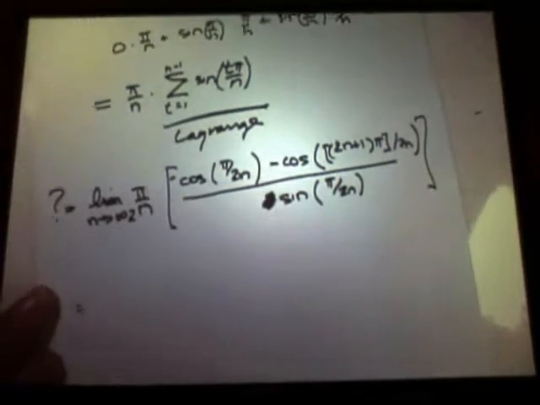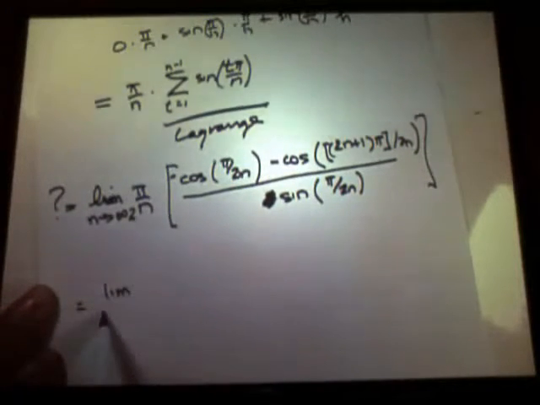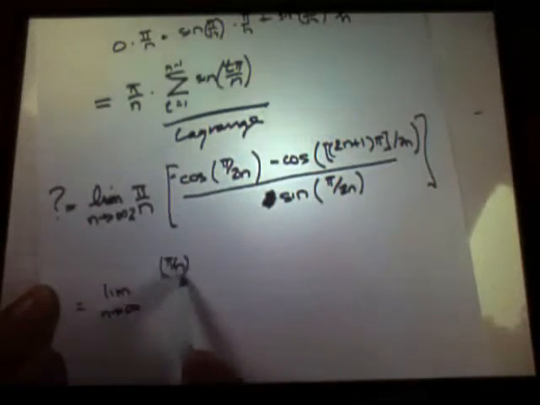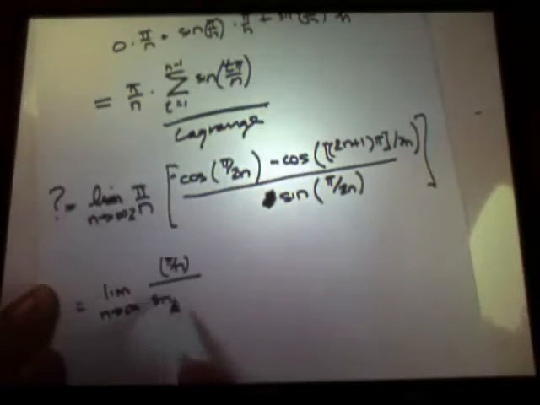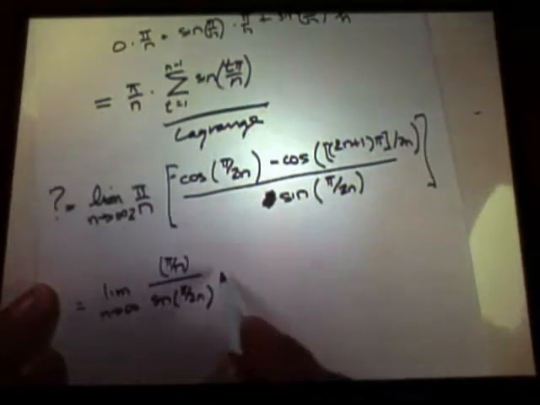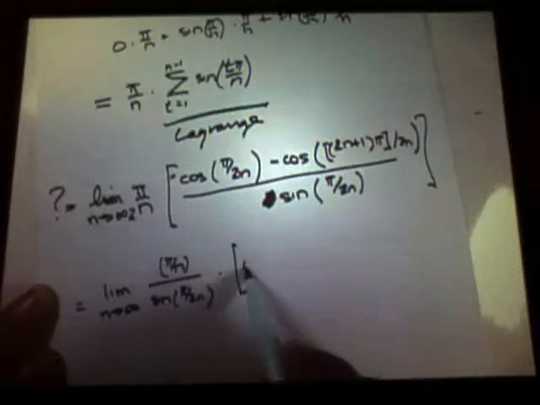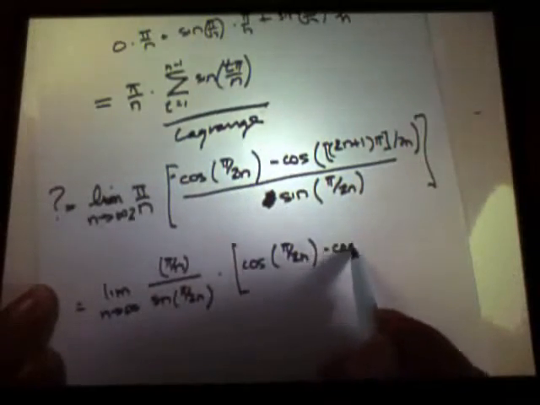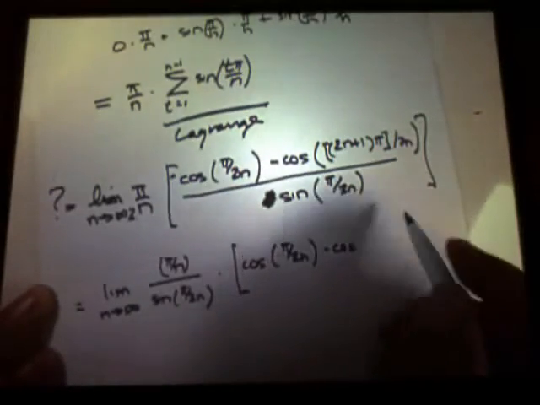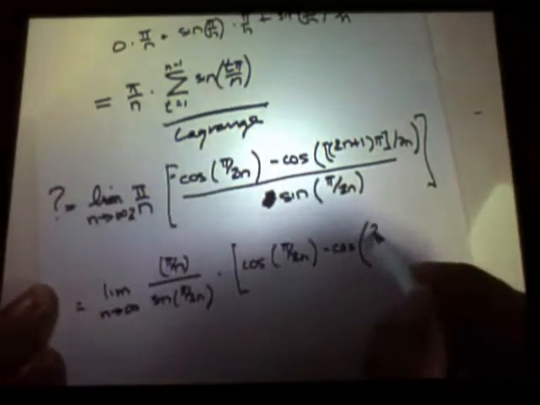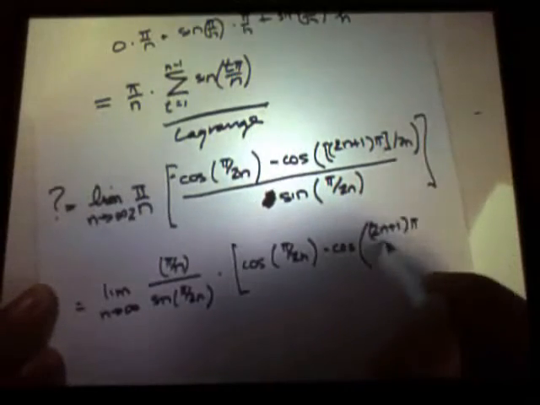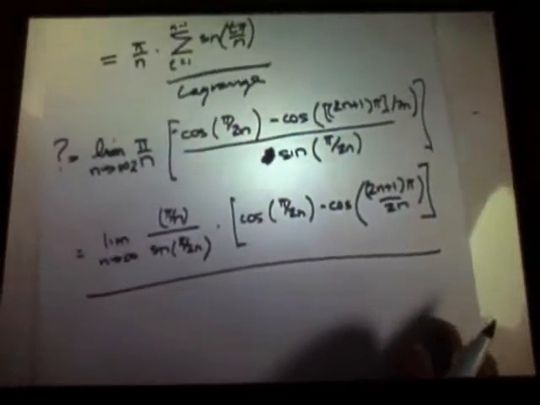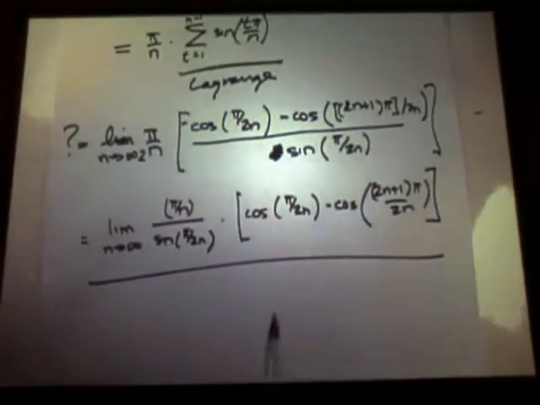And now this is going to be the limit as n goes to infinity of pi over n over sine pi over 2n times cos pi over 2n minus cos of 2n plus 1 pi over 2n. This is just an awkward expression. So the product of limits is the limit of the product.